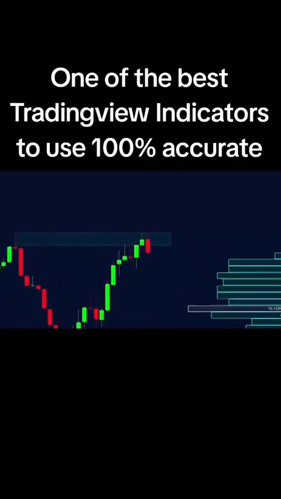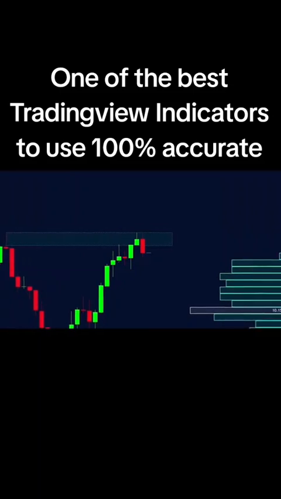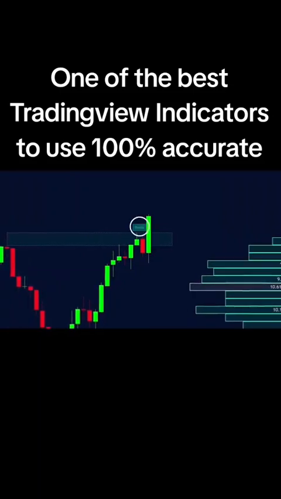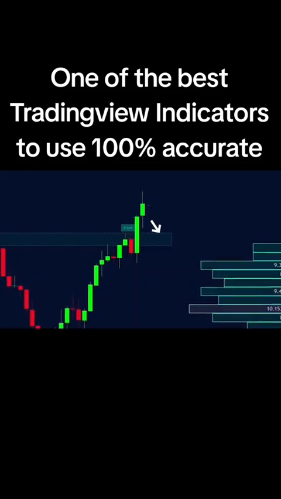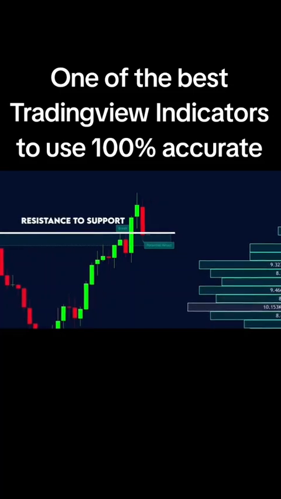For long entries, first, you want to identify a resistance level that gets broken. The breaks and retests indicator will label this with a break when price pushes through. Second, wait for price to return and retest this broken resistance. The indicator will mark this with a retest. This is important, as we never enter on the initial break. We only enter after price confirms the level has flipped from resistance to support.